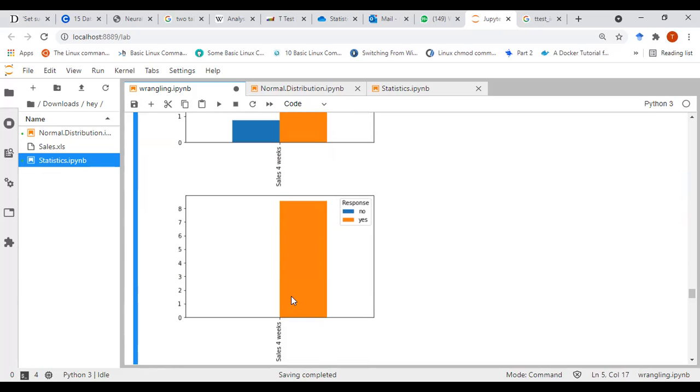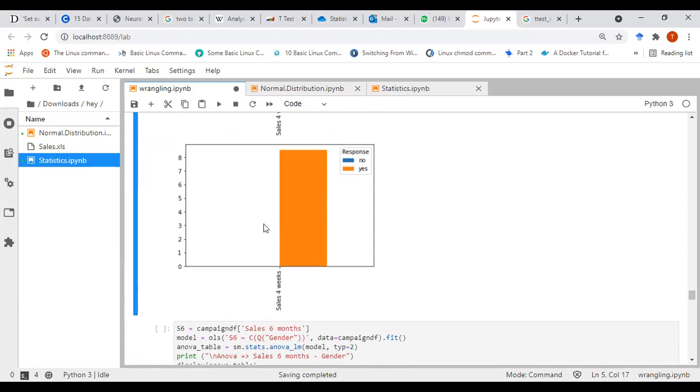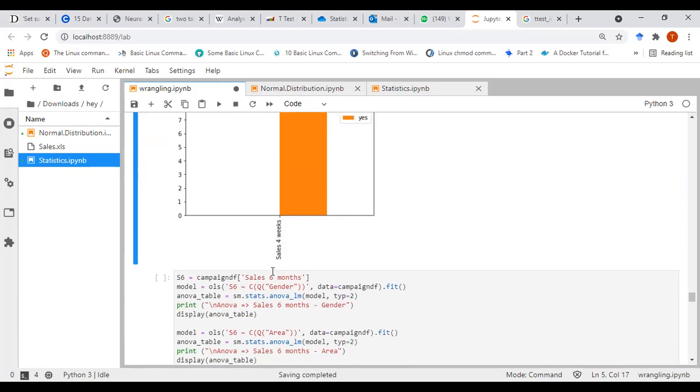So for the monthly sales, the people who are responding yes are really generating more monthly sales than the people who are responding no. For the login, the behavior was not that significant, so login seems to be associated with sales.